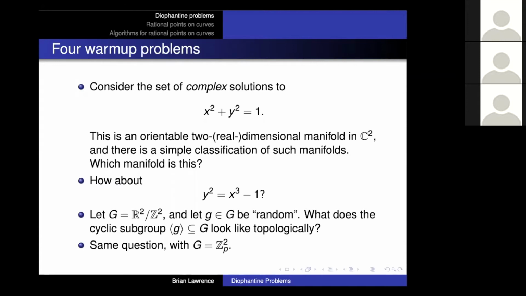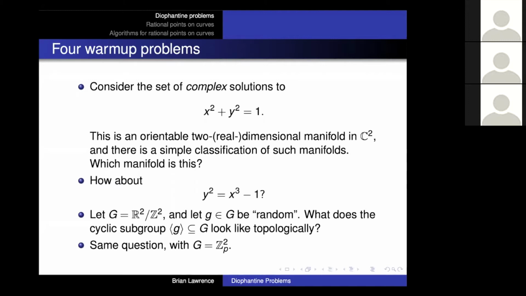Okay, probably you've thought about that before, but what happens if instead of R squared mod Z squared, you work with something p-adic instead? You work with, say, Z_p squared, where Z_p is the ring of p-adic integers. Okay, so I'll let you think about those. So take a picture or a screenshot or something if you want. And I'm going to get started.